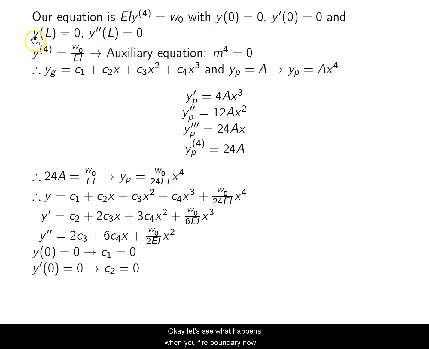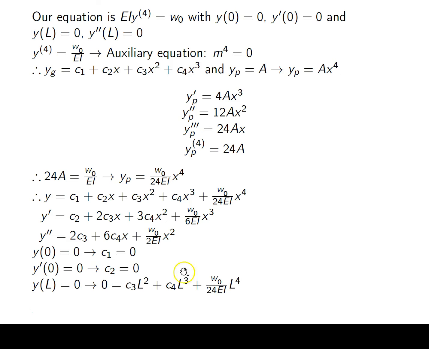Okay, so let's see what happens when we apply our boundary. Now I'm going to plug in L to 0. Again, remember, these two are gone now. So I'll have c3 L squared plus c4 L squared plus this crazy thing, L to the fourth equals 0. Okay. So if you notice, if we can try to simplify it a little bit, I have a common factor of at least an L squared. So I can pull that out.